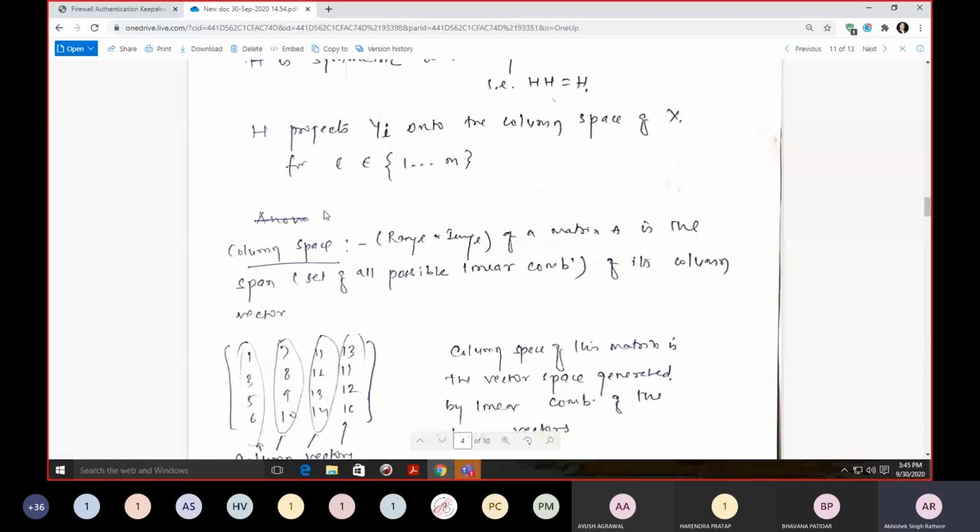So this column space is just like your range or the image of your matrix. So this is supposed to be the range or image of the matrix, or the column space of a matrix is just spanning the set of all possible linear combinations of its column vectors.